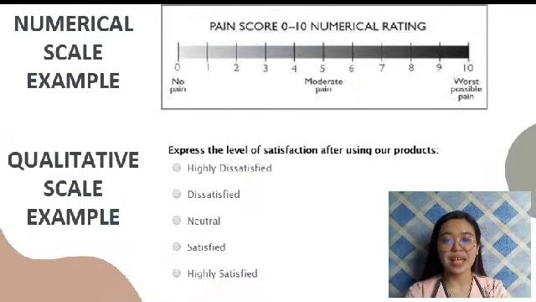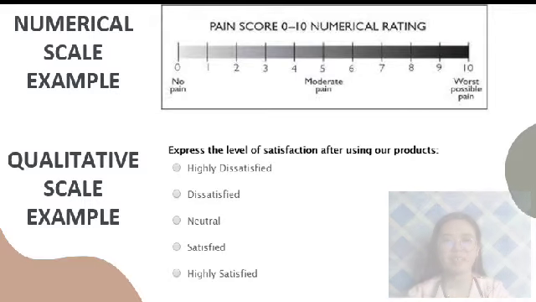So now these are the examples for the numerical and the qualitative scale. So in the numerical scale, we have a numerical rating scale or NRS that requires the patient to rate their pain on a defined range, for example, 0 to 10, wherein 0 is no pain, 5 is moderate pain, and 10 is the worst pain. On the other hand, for the qualitative scale, we have expressing the satisfaction with a certain product by rating it from highly satisfied, satisfied, neutral, dissatisfied, and highly dissatisfied.